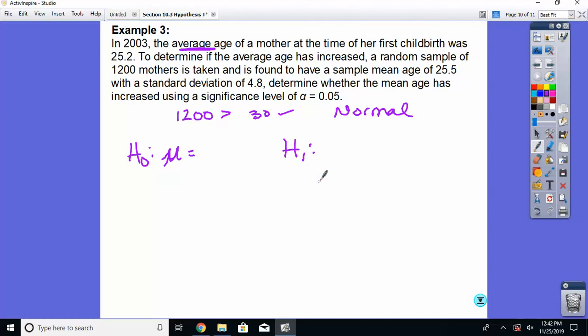Null is always mu equals something, and that would be 25.2. Alternative, we want to see if it has increased, so our mean is greater than 25.2. All right, from here, if I asked you to calculate your t-value, you could. We're going to do it on the calculator here in a second, but do you guys remember how you calculate the t?